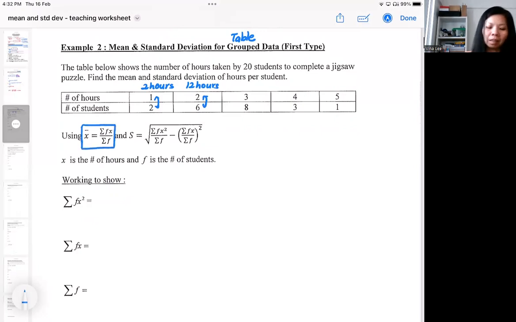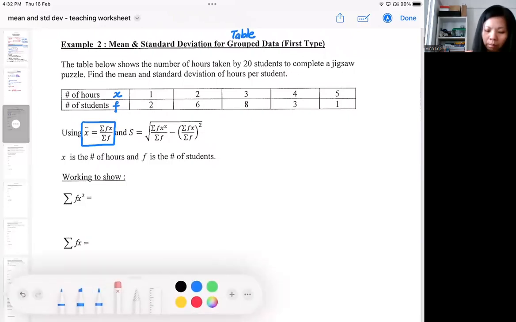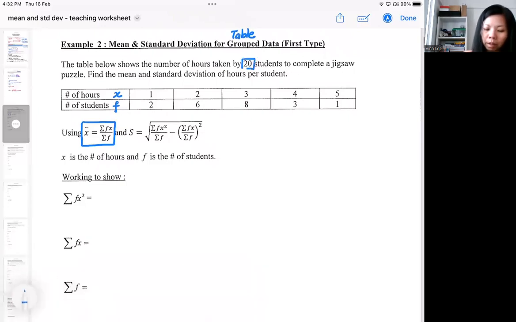So where is the x and the f in this formula? x is the number of hours. f is the frequency. In our situation, the number of students is the frequency. So when you are looking at table data, you must be able to tell which one is the x and which one is f. f is the counting. So in this sense, the total frequency will add up to 20.